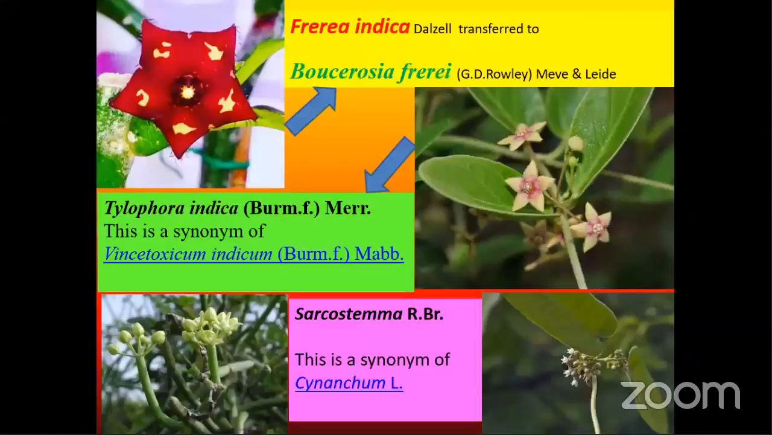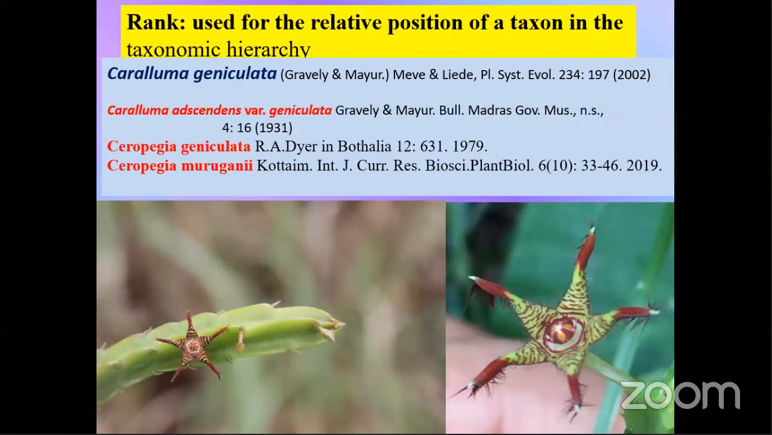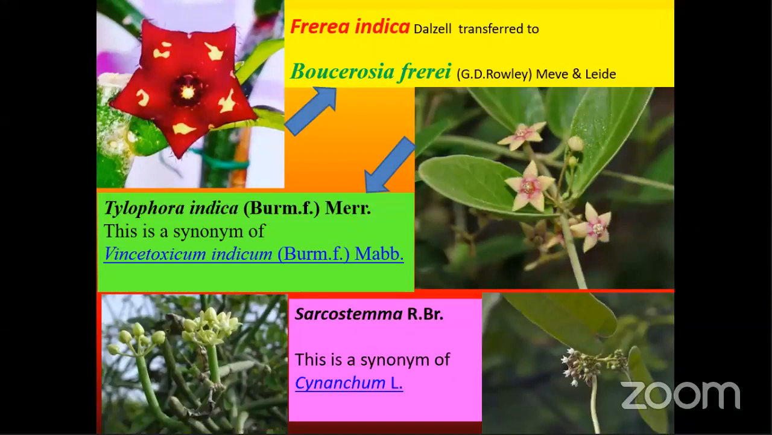So, names united. You can see there, Frerea indica. Previously, Frerea indica was a valid name. It was accepted by all taxonomists. It is a monotypic genus in India, endemic to the Western Ghats. It is now transferred to Ceropegia, Frerea. So now the rank is merged. Frerea is a genus, and it is merged with another genus, Ceropegia. It is merged or united.